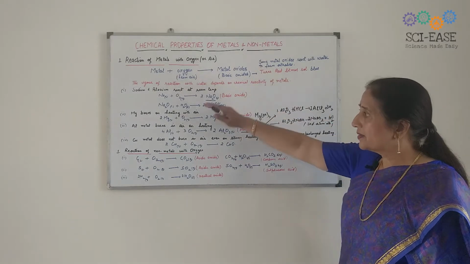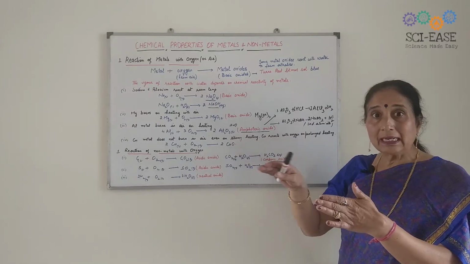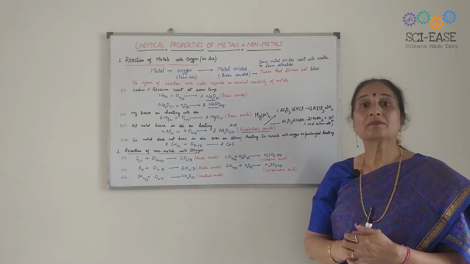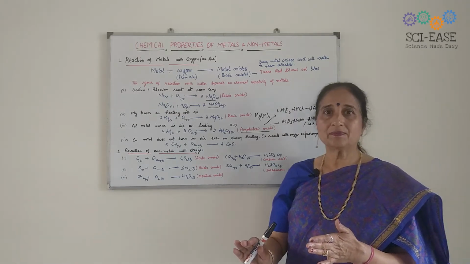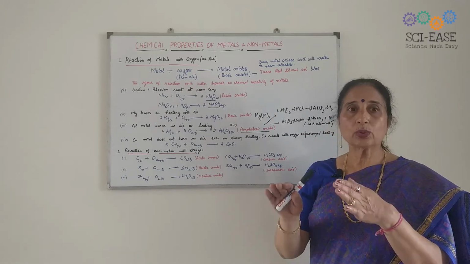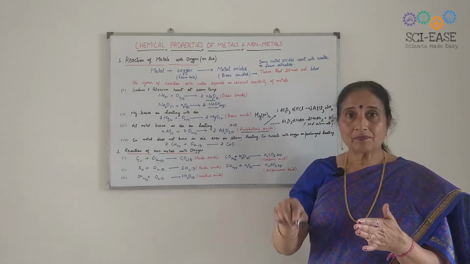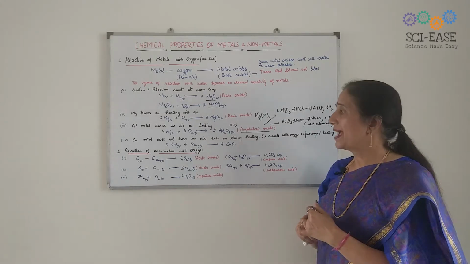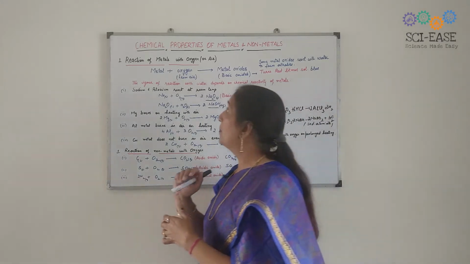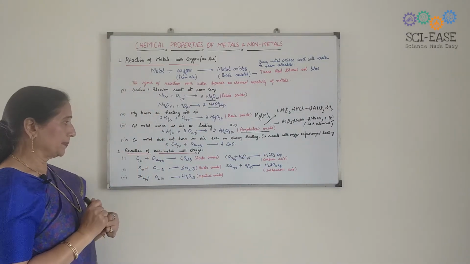So this is the reactivity series. Copper, that is the least reactive. And gold and silver, they do not react with air. They do not react with oxygen, so they are placed below at the last point of the activity series. This is all about the reaction of the metals with oxygen or air.